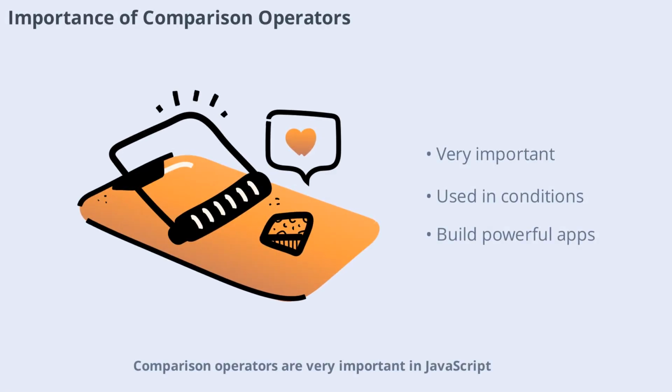Comparison operators are very important in JavaScript. They are used in conditions, decision-making, and many other parts of programming. Understanding how to use them will help you write better code and build more powerful applications.